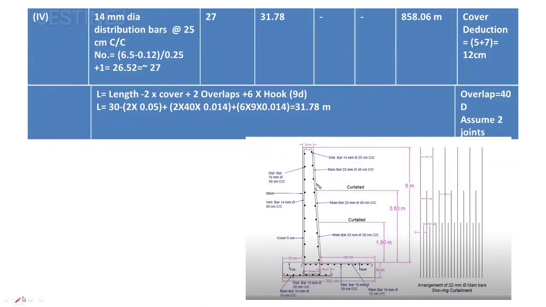Then coming to the next case regarding the distribution bar with the 14 mm diameter, and the center to center spacing is given as 25 centimeter. So here the total length, this one is going to be the distribution bar. Okay, so the distribution bars are provided in this way. Here you can observe that there will be bending and overlapping. Actually this total length is going to be provided as 12 meter.